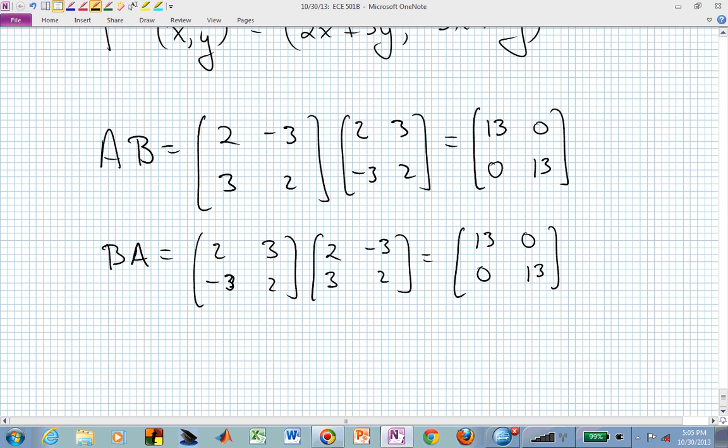So now in this case, this matrix A, let me go ahead and write that down as I had defined A, which was 2 minus 3.